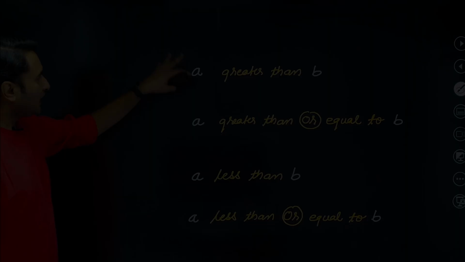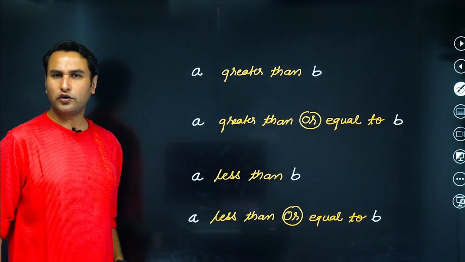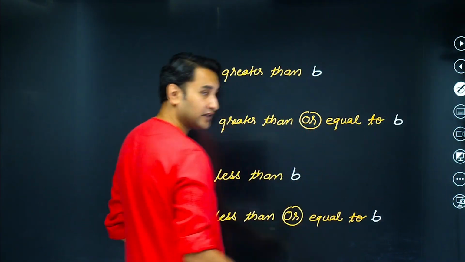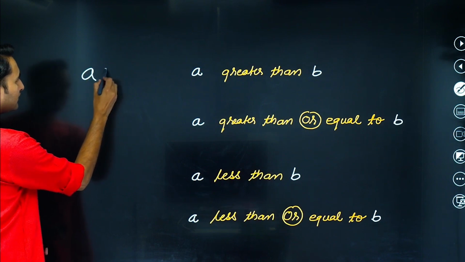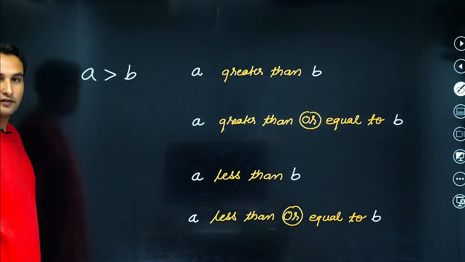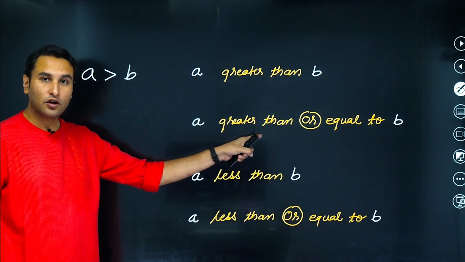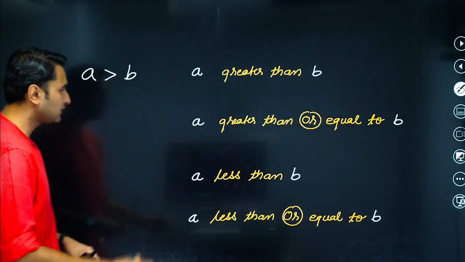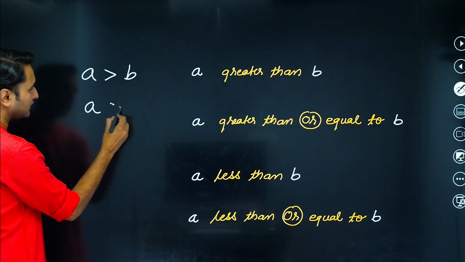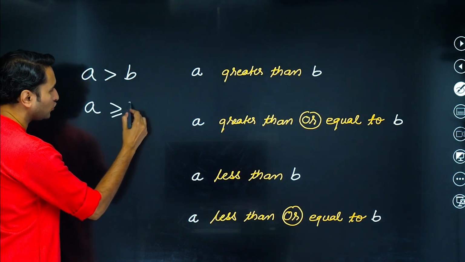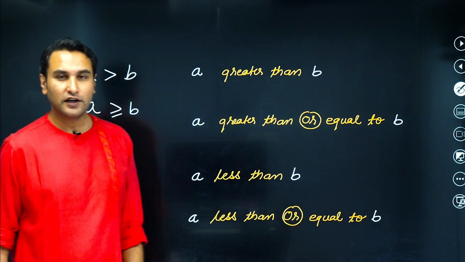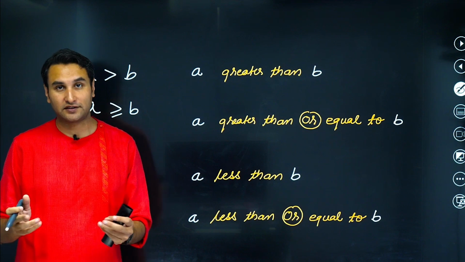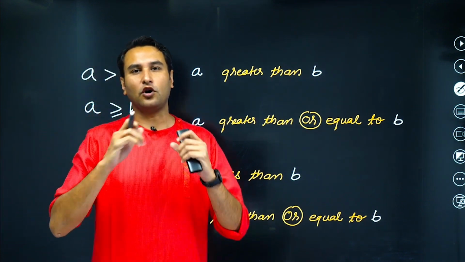Come to the classroom. A greater than B. How do we represent that? A greater than B can be represented by A > B. A greater than, or can also be equal to B. How do you represent that? A is greater than or equal to B. Right, kids? So this is very important. It is like the language of maths, which will be very important in all the chapters ahead.